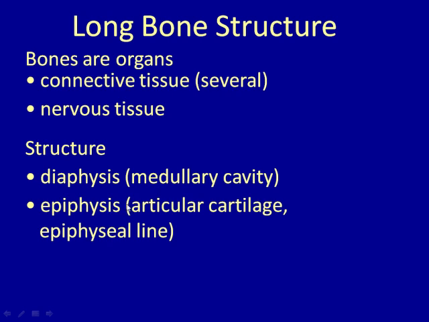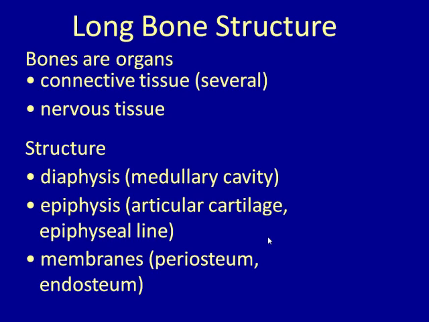Now, each epiphysis is covered with some articular cartilage, and this helps cushion the bones as they grind together in the joints and provides for a little smooth area so that the joints work more freely. The epiphysis is separated from the diaphysis by something called the epiphyseal line.